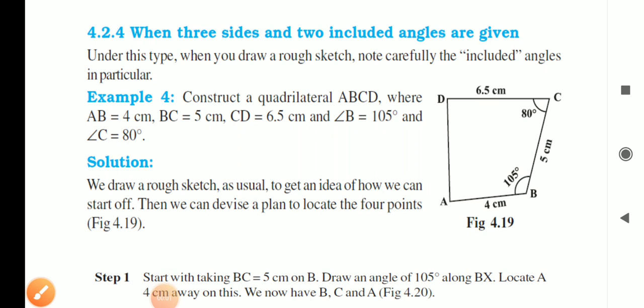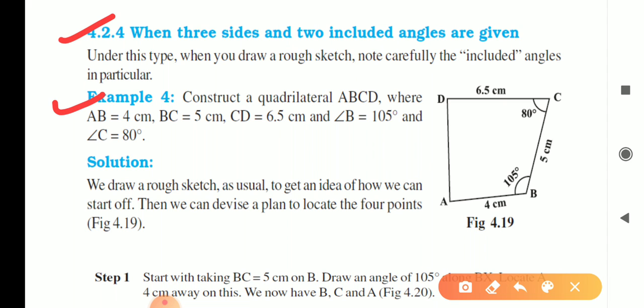Hello students, today I am taking one more concept to make a quadrilateral from the chapter Practical Geometry. The concept is when three sides and two included angles are given. Now there is an example, example 4: construct a quadrilateral ABCD where AB is equal to 4 centimeter, BC is equal to 5 centimeter, CD is equal to 6.5 centimeter, angle B is 105 degree and angle C is equal to 80 degree.